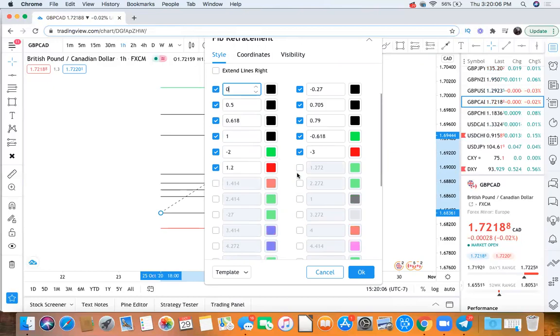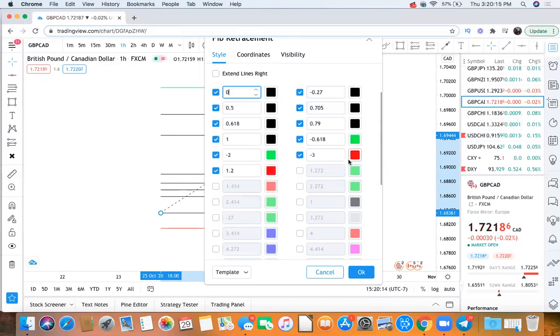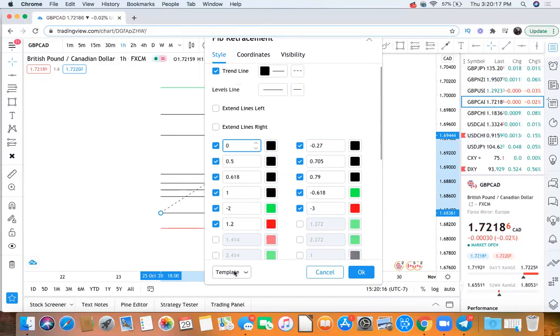Okay, and then you also are going to want to have the ones over here, which would be price, levels, and the value would be right and middle. So that's all you need for this Fib retracement tool. And you guys could always add it as a template and save it here as a template. As you can see, I have multiple ones, but the main one I use is the one that I'm showing you guys at this moment.